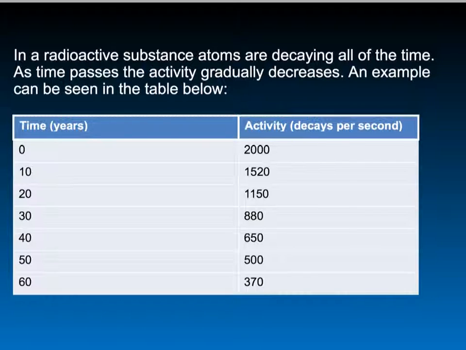A substance that contains radioactive atoms gives out radiation all of the time. The nuclei within it decay. As you know, the number of these decays per second is called the activity. In a radioactive substance, atoms are decaying all of the time. As time passes, the activity gradually decreases. An example can be seen in the table below.